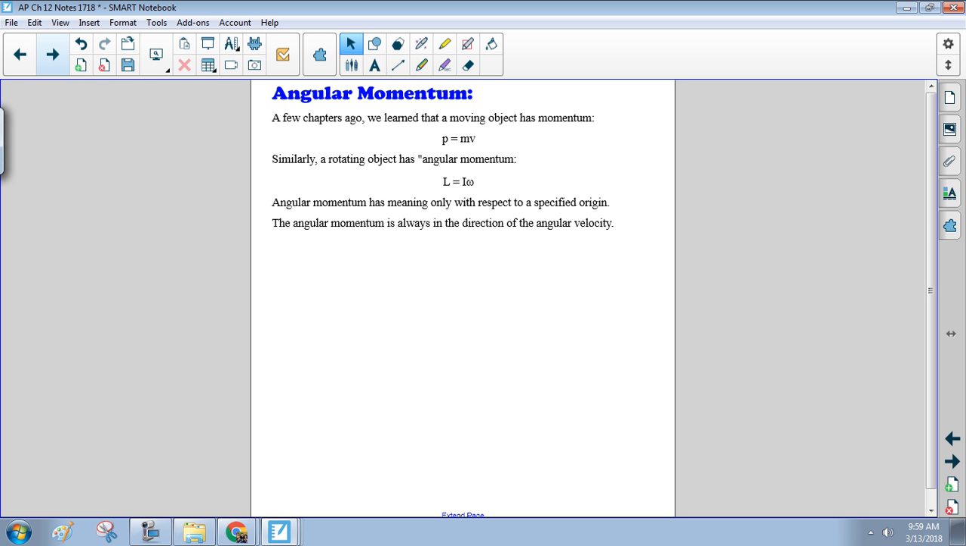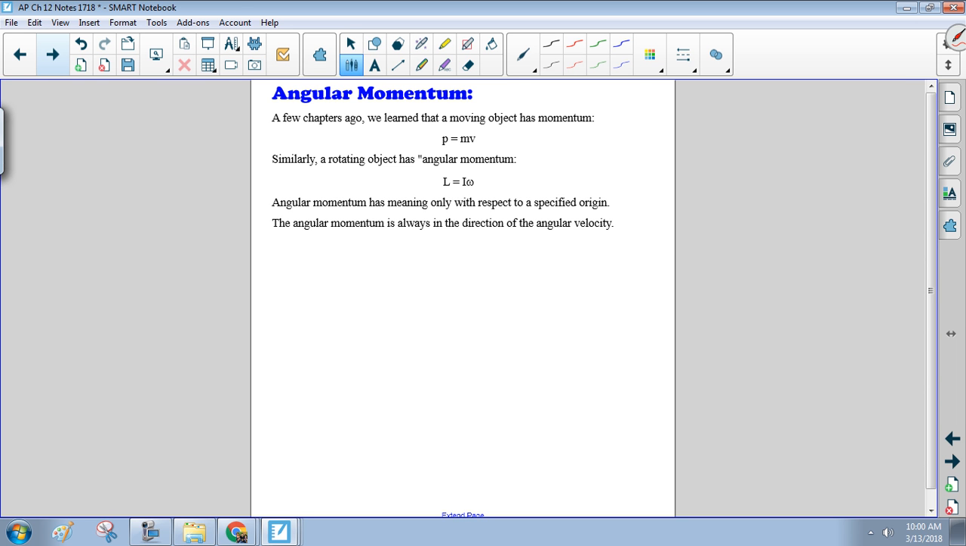This whole last couple chapters, we've been talking about the angular counterparts for all the linear stuff we've learned. So now we need to learn about angular momentum. This is something we did not learn about last year. This is brand new for all of you. And the equation is exactly what you think it is.